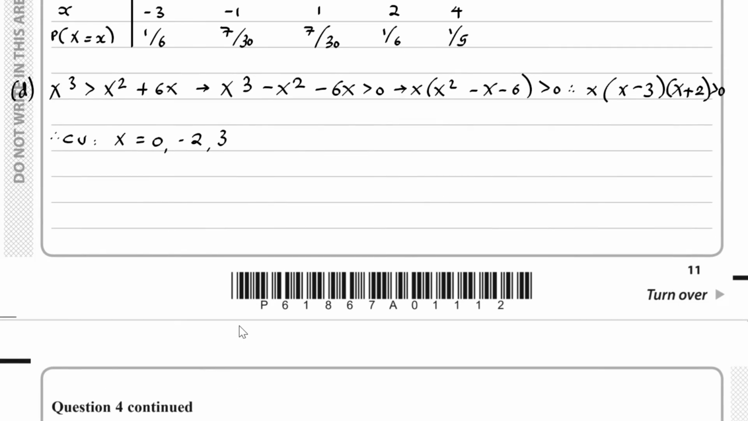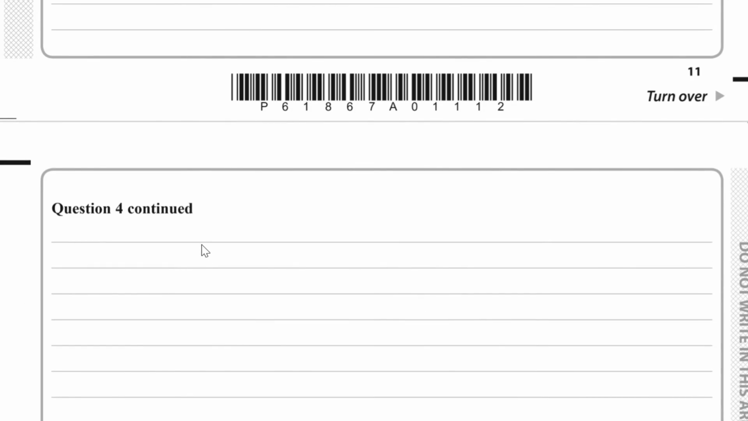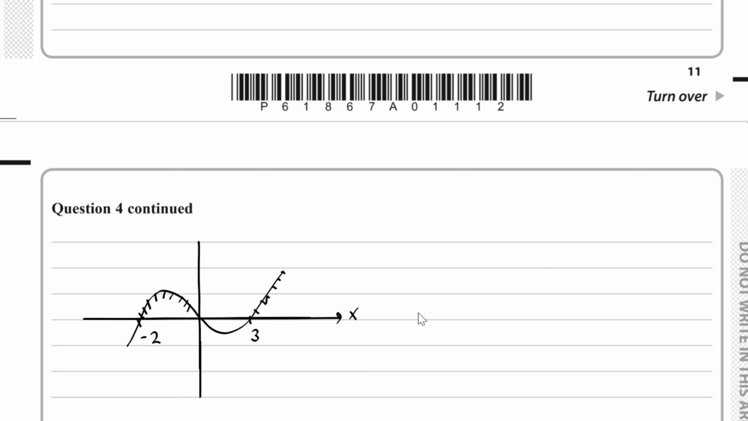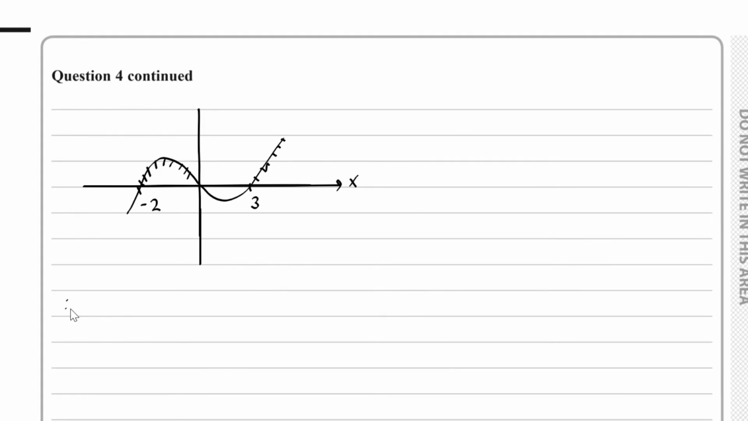So if we solve this inequality, let's quickly sketch it out. So if we sketch out a quick graph, the graph looks something like this. It crosses at 3, 0, and minus 2, and it's greater than 0 here and here. So therefore we can see that we have minus 2 being less than or equal to x being less than or equal to 0, or we have x being greater than 3.